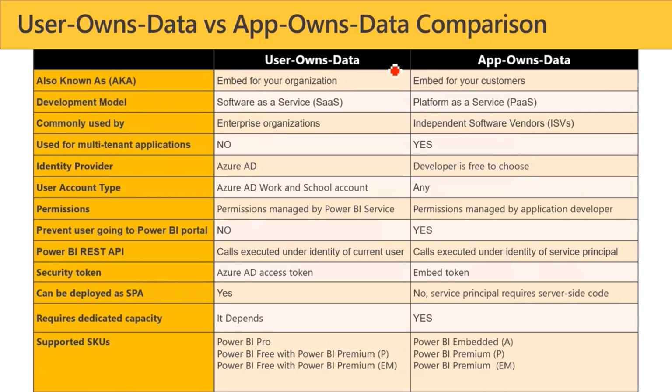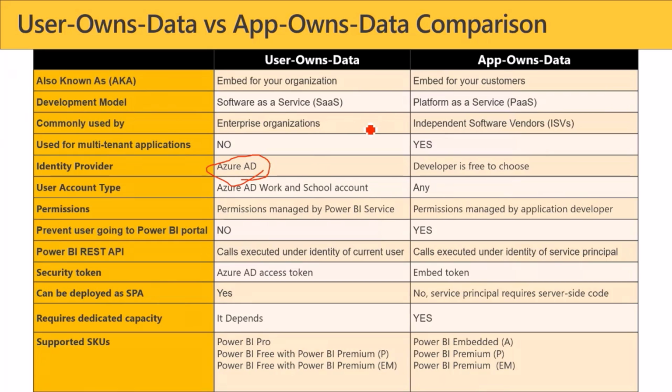Now, when it comes down to, do we use this for multi-tenant applications? Generally, we don't do that in user owns data. When we have multi-tenant designs that we're going to look at extensively, that happens in app owns data. Now, when it comes to identity provider, when we use user owns data, we have one choice: Azure AD work and school accounts. And either you have to be in my tenant or you have to be in another tenant that my IT staff is obliged to invite in and integrate into the mix.